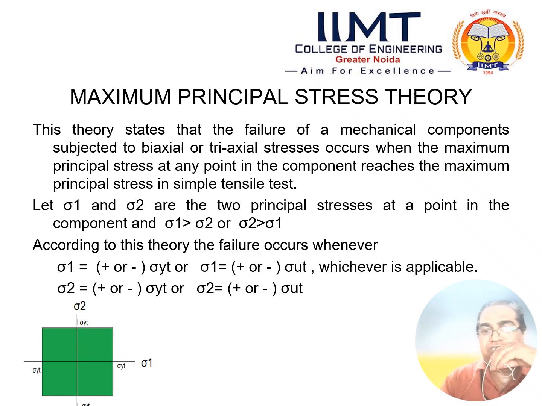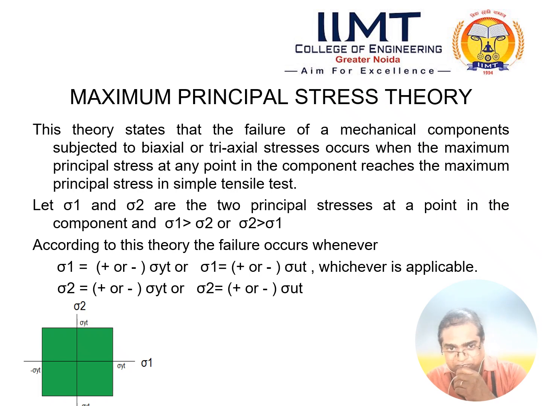If sigma 2 reaches sigma yt, then the component is going to fail. So in these two equations, we can see that sigma 1 or sigma 2 are the variables and sigma yt is the constant value. That means it is the property of the material, so it is a constant value. So these two equations are the equation of a straight line. Two equations are for tensile and two equations are for compressive stress.